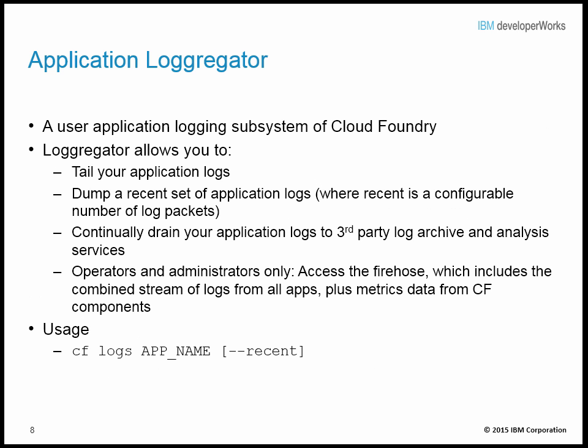The Loggregator is the user application logging subsystem of Cloud Foundry. Loggregator allows users to tail their application logs, dump a recent set of application logs, where recent is a configurable number of log packets, and continually drain their application logs to third-party log archive and analysis services. Operators and administrators only can access a firehose, which includes the combined stream of logs from all apps plus metrics data from CF components. And the last thing the Loggregator allows users to do is see usage.